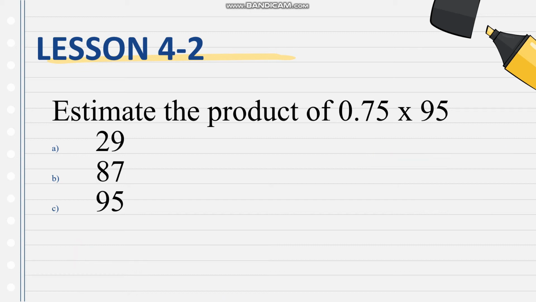Next, estimate the product 0.75 multiplied by 95. If I'm going to round to the nearest whole number, this becomes 1. Then this is 95. So 1 multiplied by 95, the answer is 95, which is letter C.